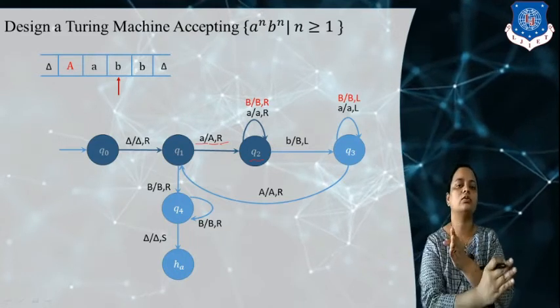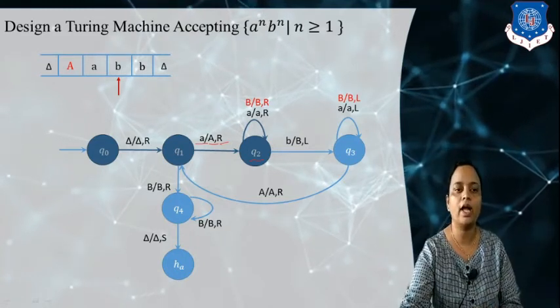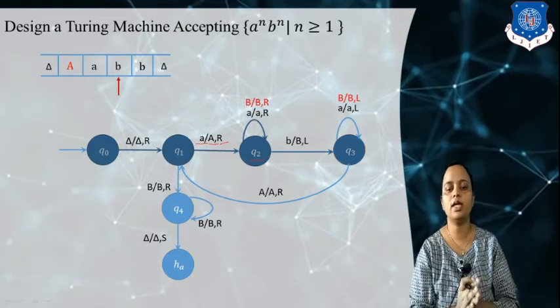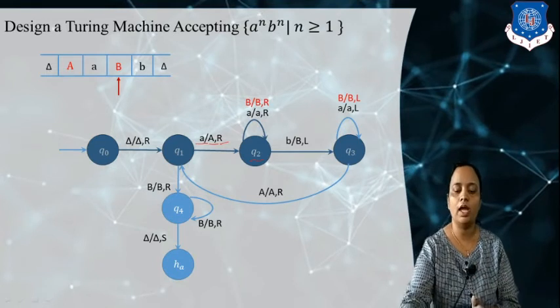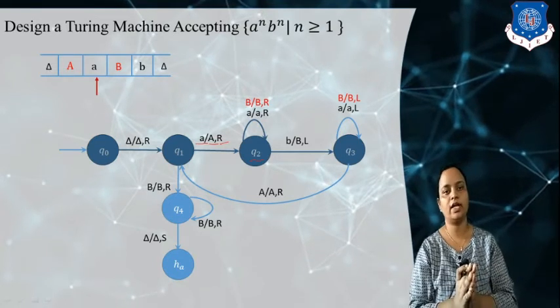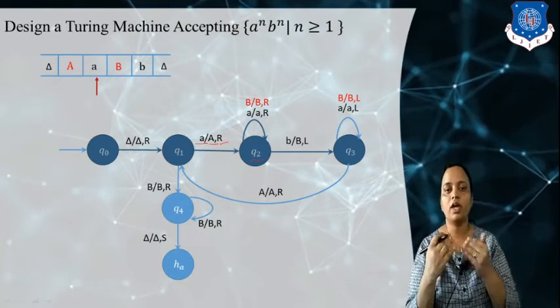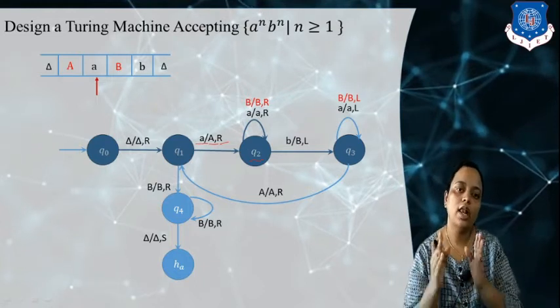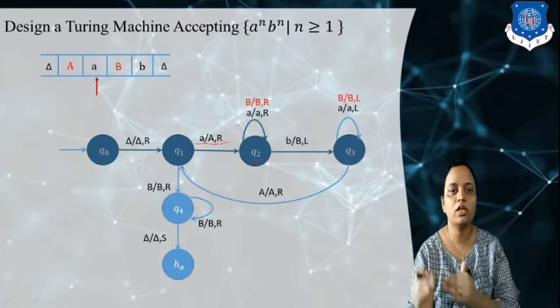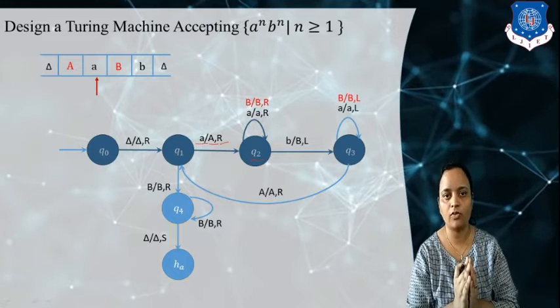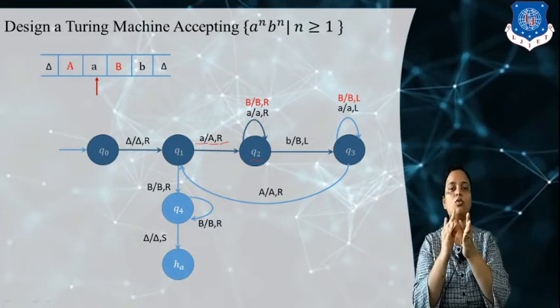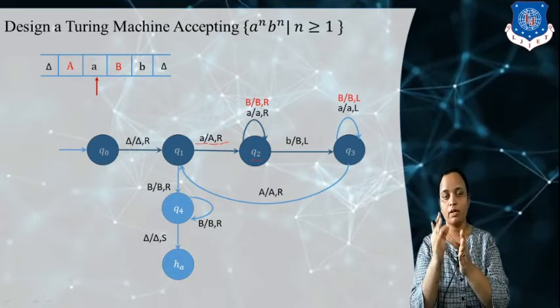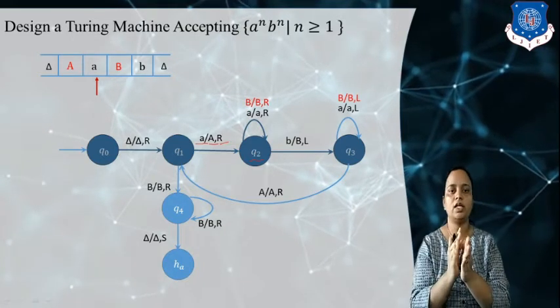Now start the second count. So our head replaces the small b by capital B, moves to the next state, and moves to the left side. Now we are finding the leftmost A. Now we need to start the second counting. To start the second counting, we need to remember where our first counting started.